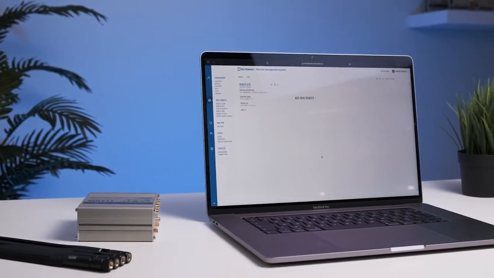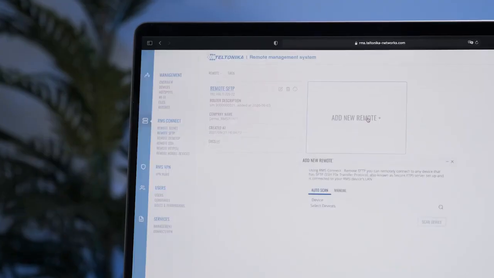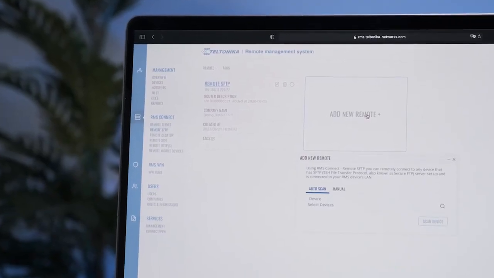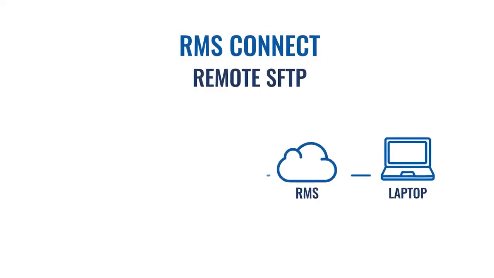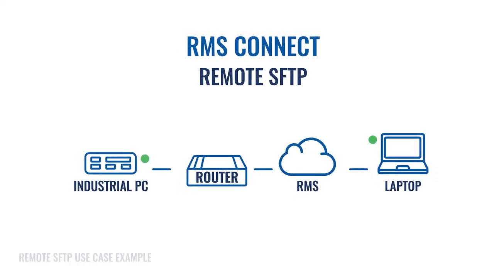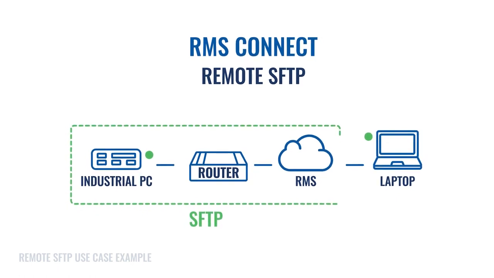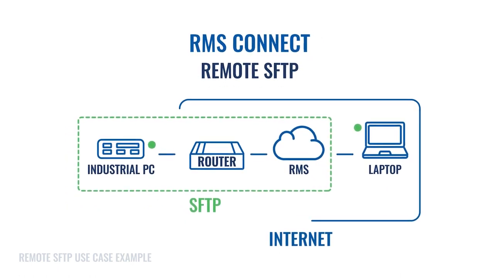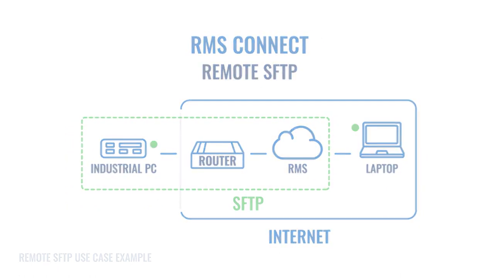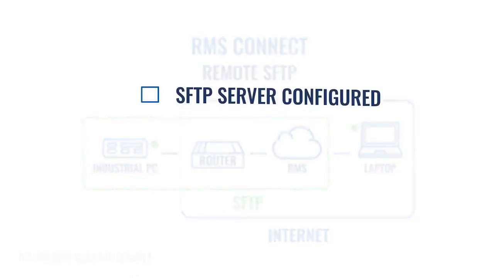This video will demonstrate how to use RMS Connect to set up a remote SFTP connection to your AND device. Remote SFTP allows you to securely reach files on your AND device through the SFTP protocol by using the device connected to RMS.